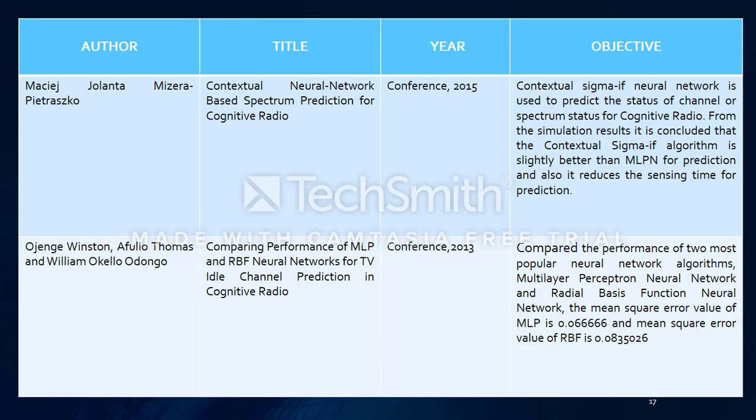Next one is comparing performance of multilayer perceptron and radial basis function neural network for TV idle channel prediction in cognitive radio, and the authors are Winston, Thomas, and William Okello, published in 2013. They compared the performance of two most popular neural network algorithms, multilayer perceptron and radial basis function neural network. The mean square error value of MLP is 0.0666 and the mean square error value of RBF is 0.083526. So, from the simulation results, the authors concluded that MLP is slightly better than RBF.